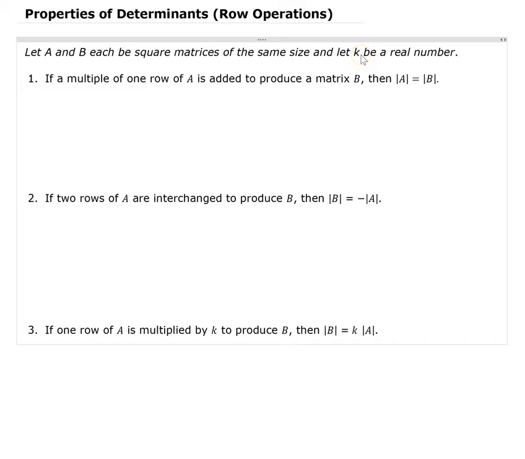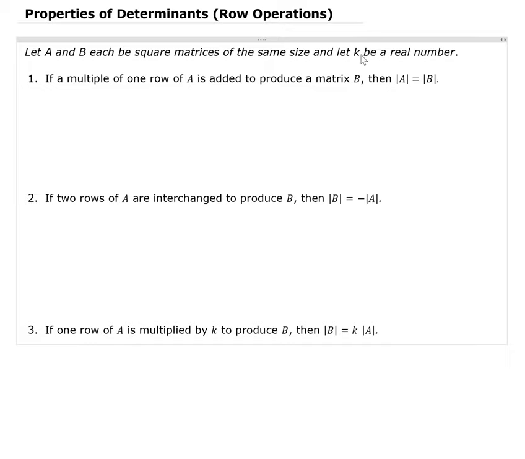In this lesson, we are going to talk about the properties of determinants related to row operations. Let A and B each be square matrices. The reason they're square is because you can only find determinants of square matrices, and you want those matrices to be the same size for compatibility purposes. And we're going to let K be a real number, in other words, a scalar value.